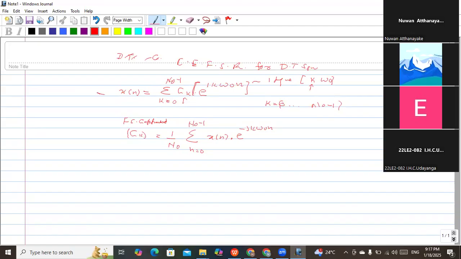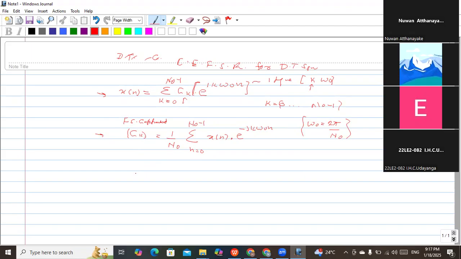Okay, so these are the two identities we use to represent a discrete time signal as a collection of exponential terms. Okay, and this N naught is the fundamental period, and omega naught is equal to 2 pi by N naught. Okay, so these are the identities we used. Okay, maybe you can remember this.